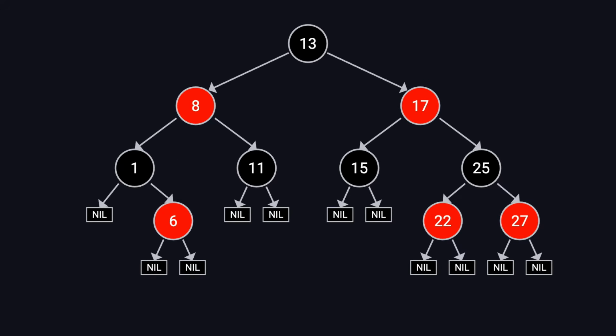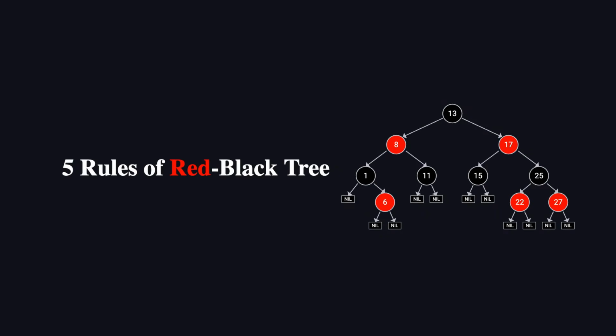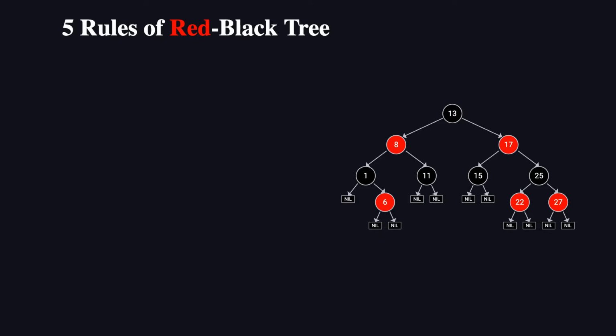So, what exactly is a red-black tree? In simple terms, it's a binary search tree with an extra property. Each node has a color, either red or black. The tree follows a specific set of rules to ensure balance. There are 5 key rules that define a red-black tree, so let's go through them one by one.